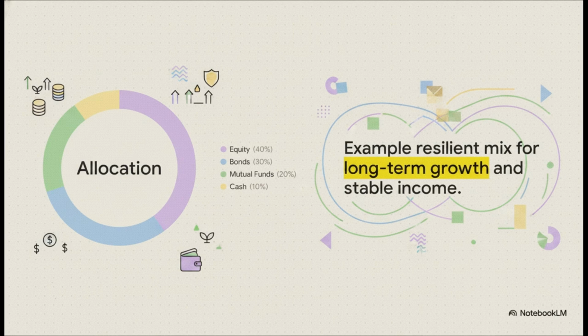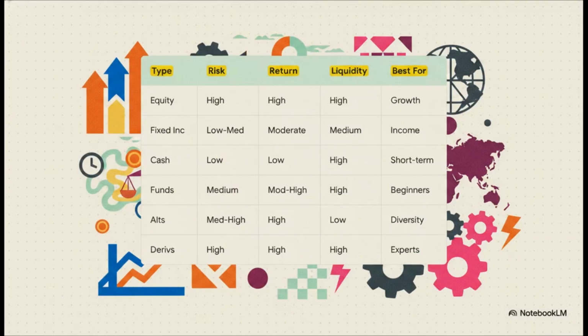Consider this example allocation: 40% in equities for long-term growth, 30% in bonds for stable income, 20% in mutual funds for diversified professional management, and 10% in cash for immediate emergency liquidity. Because all these assets respond differently to economic conditions, poor performance in one area is very often offset by better performance in another. To really cement this diploma-level understanding, consider this your ultimate cheat sheet.